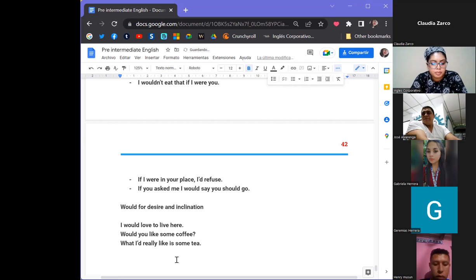Then we have will for polite requests and questions. Cuando hacemos preguntas o pedimos algo para sonar más amables, vamos a utilizar el will para no sonar tan fuerte, tan como que no somos muy respetuosos. Vamos a utilizar el will para sonar más respetuoso, ¿verdad? Más amables. Will for polite requests and questions.